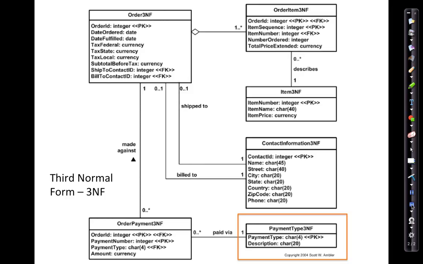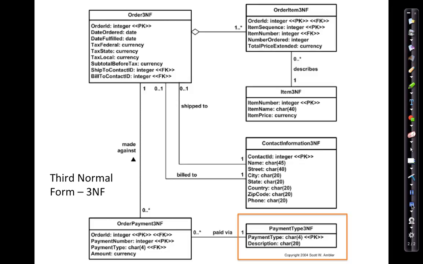An entity type is in third normal form when it is in second normal form and when all of its attributes are directly dependent on the primary key. A better way to word this rule might be that the attributes of an entity type must depend on all portions of the primary key. In this case, there is a problem with the order payment second normal form table. The payment type description, such as MasterCard or check, depends only on the payment type, not on the combination of the order ID and the payment type.